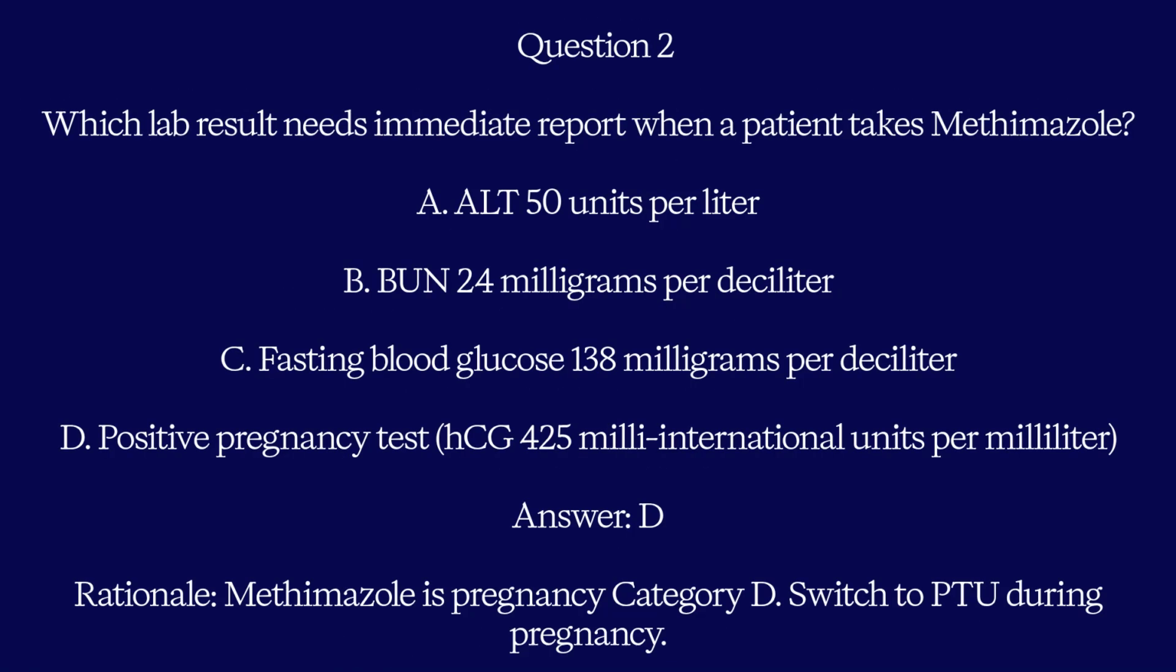Question 2. Which lab result needs immediate report when a patient takes methimazole? A. ALT 50 units per liter. B. BUN 24 milligrams per deciliter. C. Fasting blood glucose 138 milligrams per deciliter. D. Positive pregnancy test, HCG 425 milli-international units per milliliter. The correct answer is D. Rationale: methimazole is pregnancy category D. Switch to PTU during pregnancy.